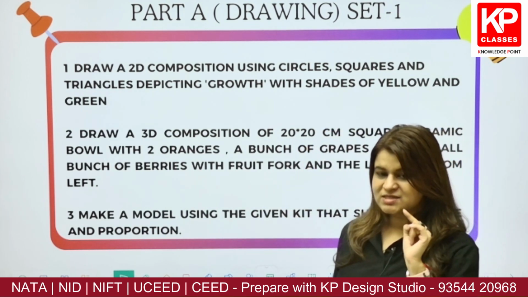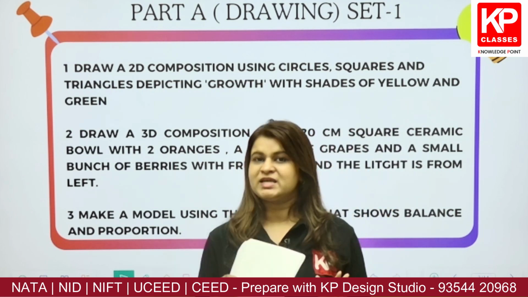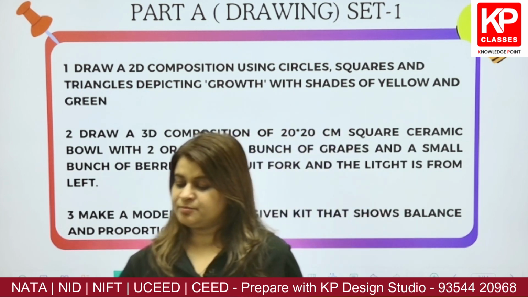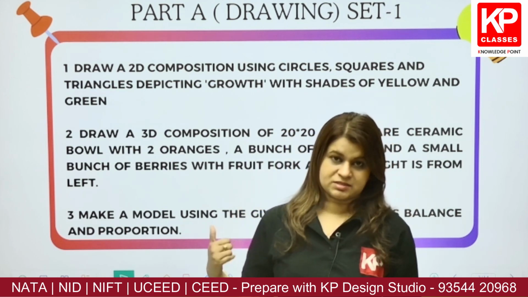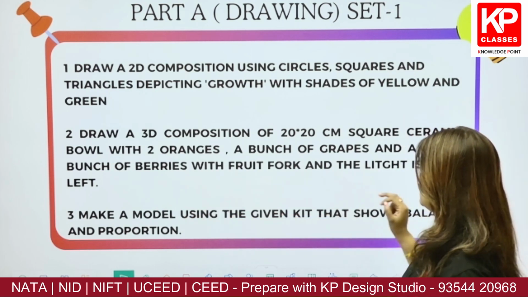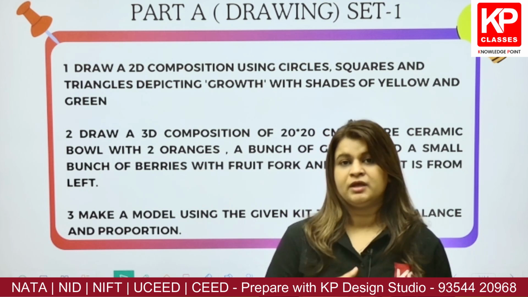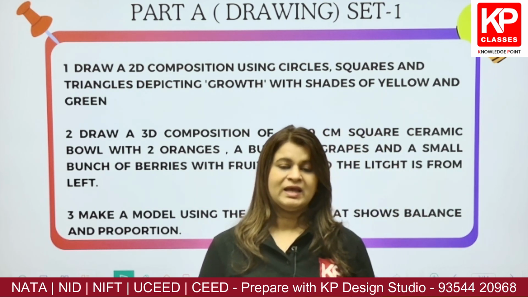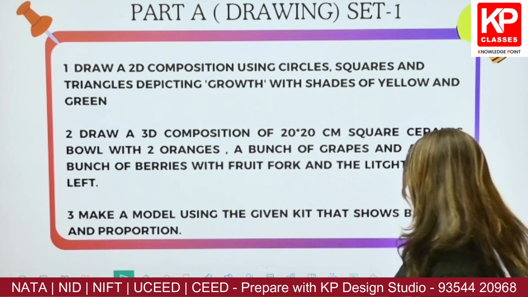You're learning to understand that no matter what sizes have been given to you, you need to scale it down to fit inside the piece of paper. So it's as simple as that. A lot of students had a problem in understanding this particular question. Next, last one is make a model using the given kit that shows balance and proportion. We will again discuss it at the end of the video, where we'll be showing you what sort of forms were given and how you need to place them to show balance and proportion.